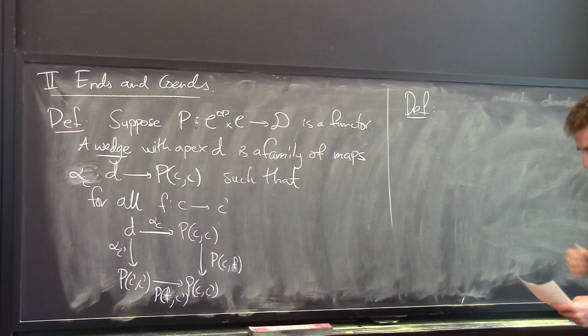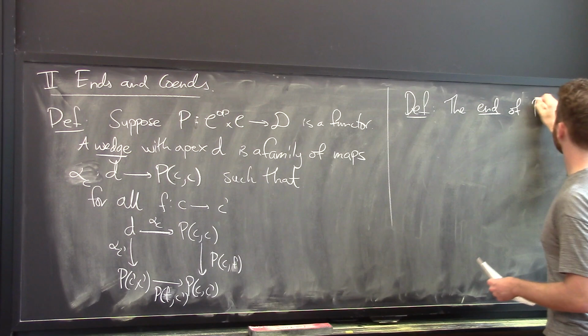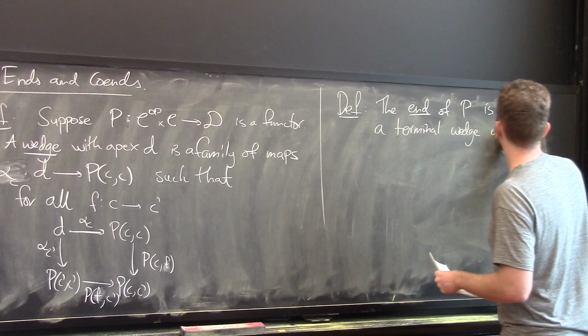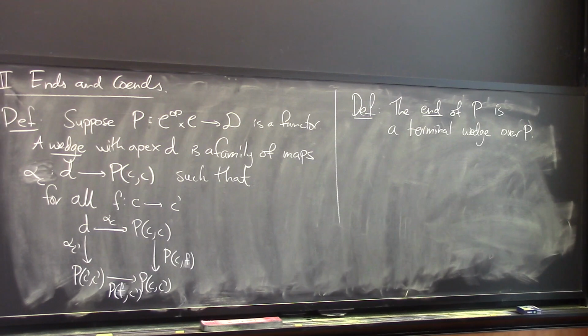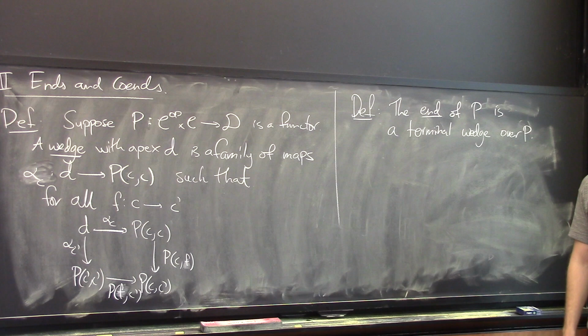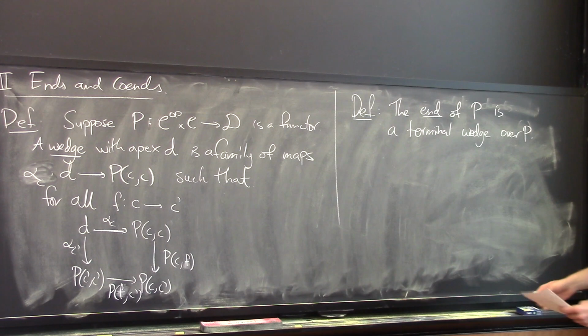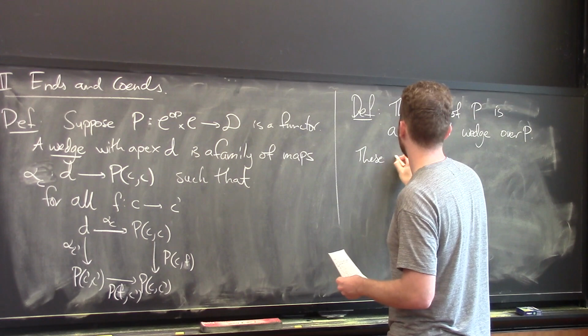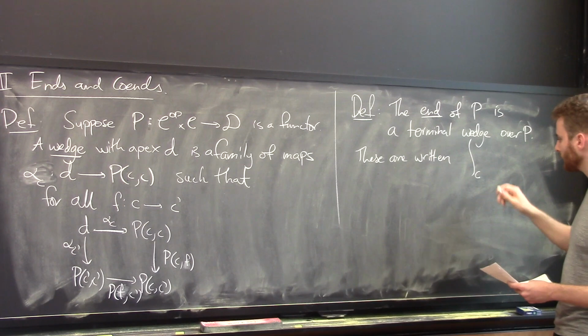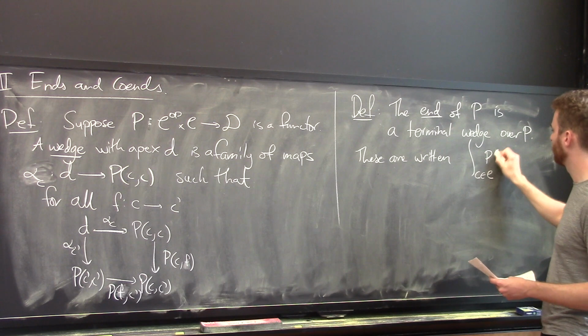And then the end of our functor is a terminal wedge. So, just as with a limit, I'm not going to waste time writing everything out, but by terminal wedge, I mean that every other wedge factors uniquely through the chosen universal one. Okay, so these things called ends have a sort of funny notation. They're written with an integral sign. So the end is written with the variable on the bottom. It's the integral over C of P of C, C.